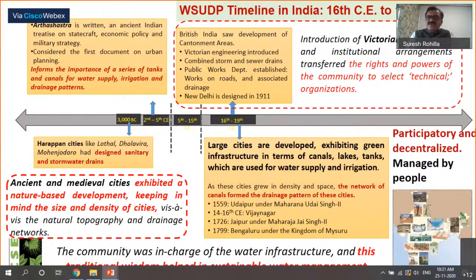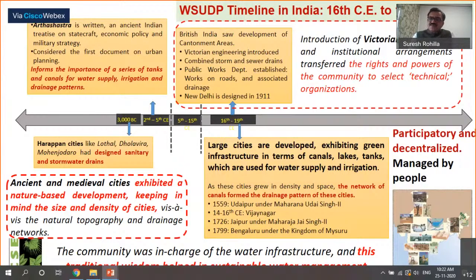However, when India became a colony and we had the introduction of Victorian engineering, we had institutional arrangements which transferred the rights and powers of the community to select technical organizations, and institutionalization of water management happens. Historically, it was not the case. Historically, participatory, decentralized water management was the key, and people played an important role. Communities were very important and were in charge. Today, in many places in the developed world, we are coming back to the same thing, but in India we think we should move towards more centralized systems.